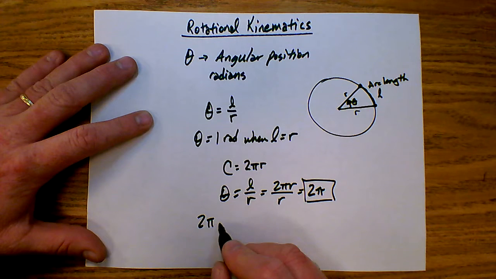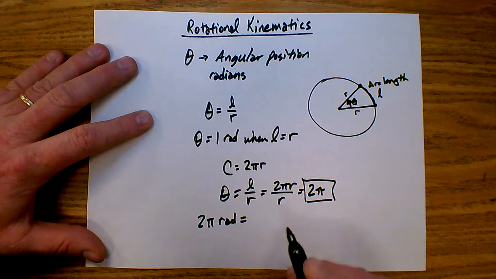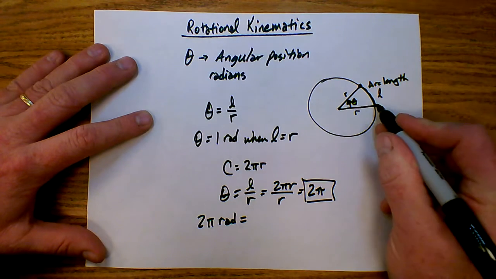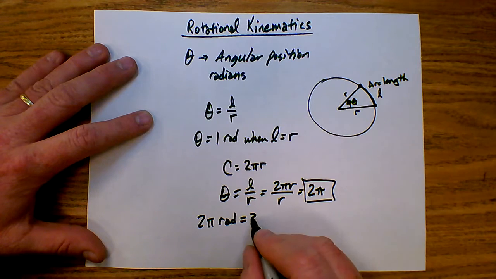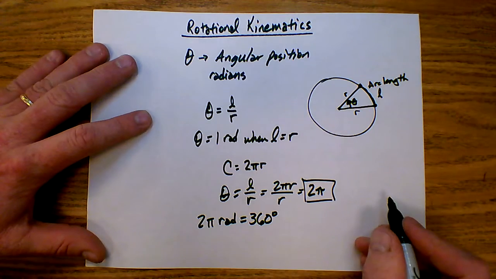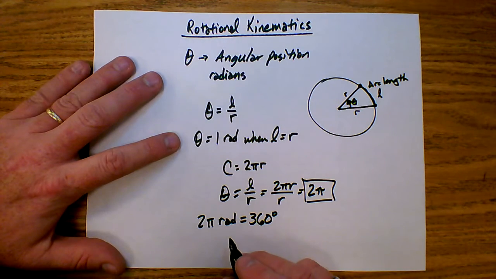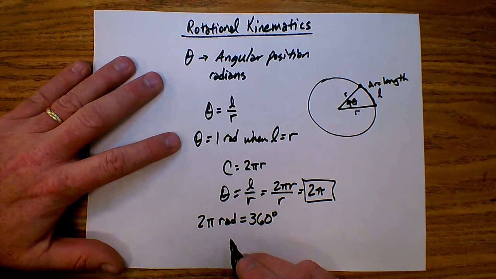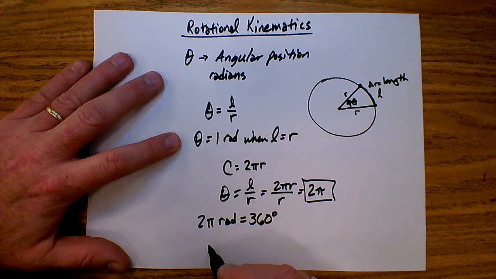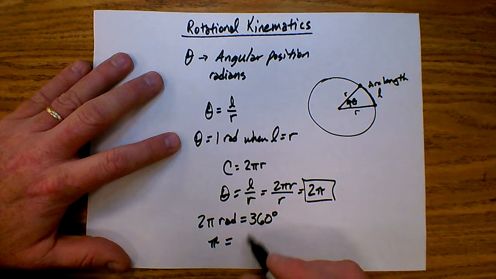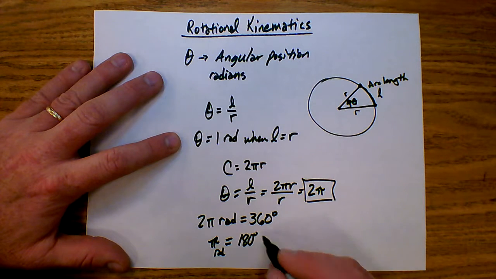So 2 pi radians is the same as what we measure in degrees. One complete trip around the circle is 360 degrees. This allows me to have a conversion factor if I need to convert between radians and degrees. I can simplify this and say pi radians is equal to 180 degrees.